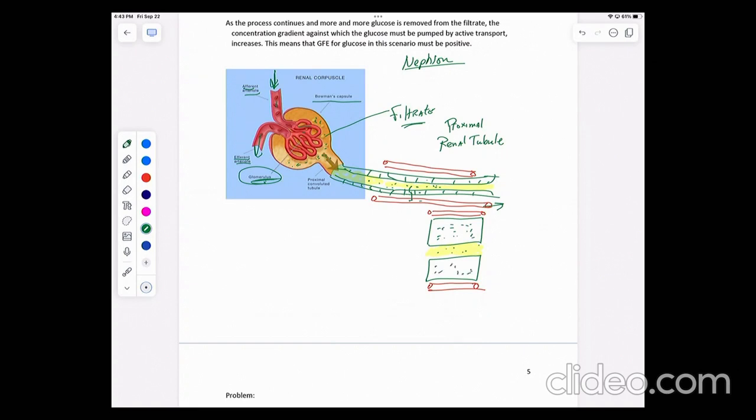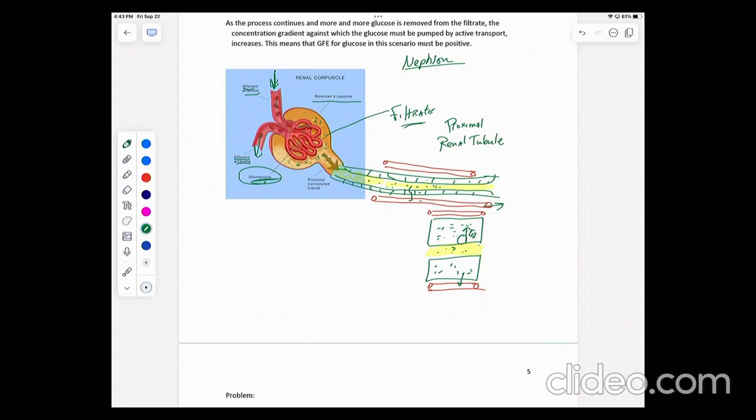So the object of the game is I've got to move this glucose from the filtrate, get it into the cell, and then once it's in the cell, it can diffuse out of the cell and make its way into the blood here. So that means I'm going to need a transporter, and that means I need a glucose transporter. So there's my glucose transporter. It's going to grab a glucose, put it in the cell.